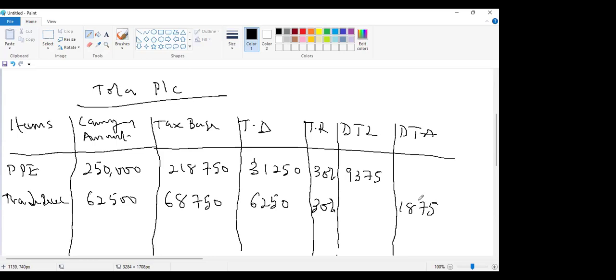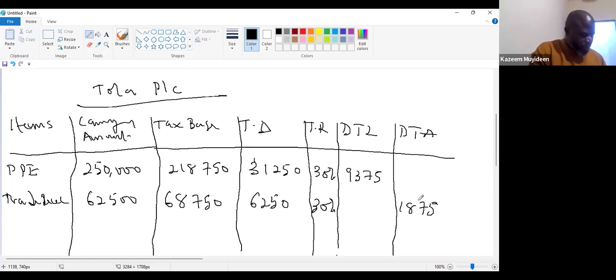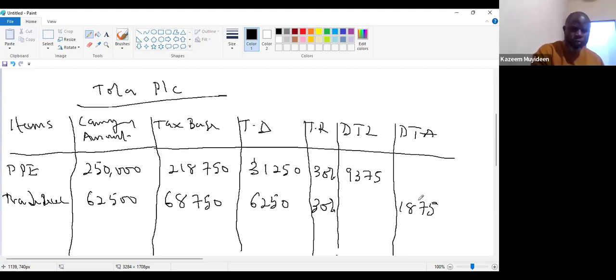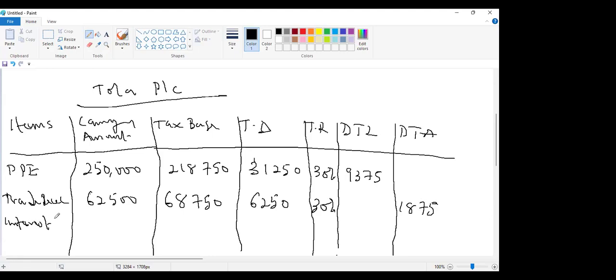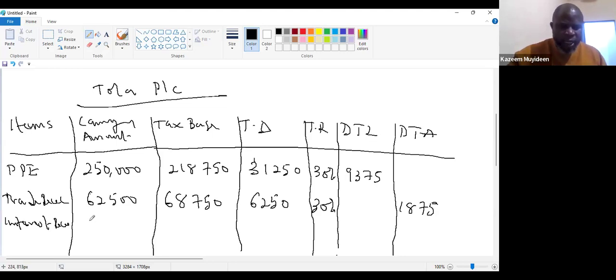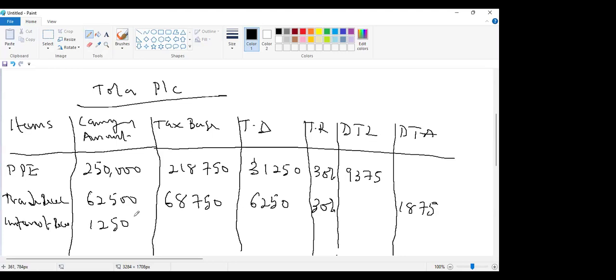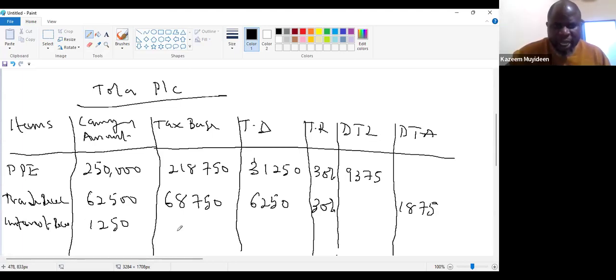Then I will go to the question again. Carrying amounts. Interest receivable. We go to the interest receivable. What is the interest receivable? They say 1,250. Is there any note on interest? Let's check the note. So interest is taxed on cash basis. If anything is taxed on cash basis, the tax base equals what? 0.